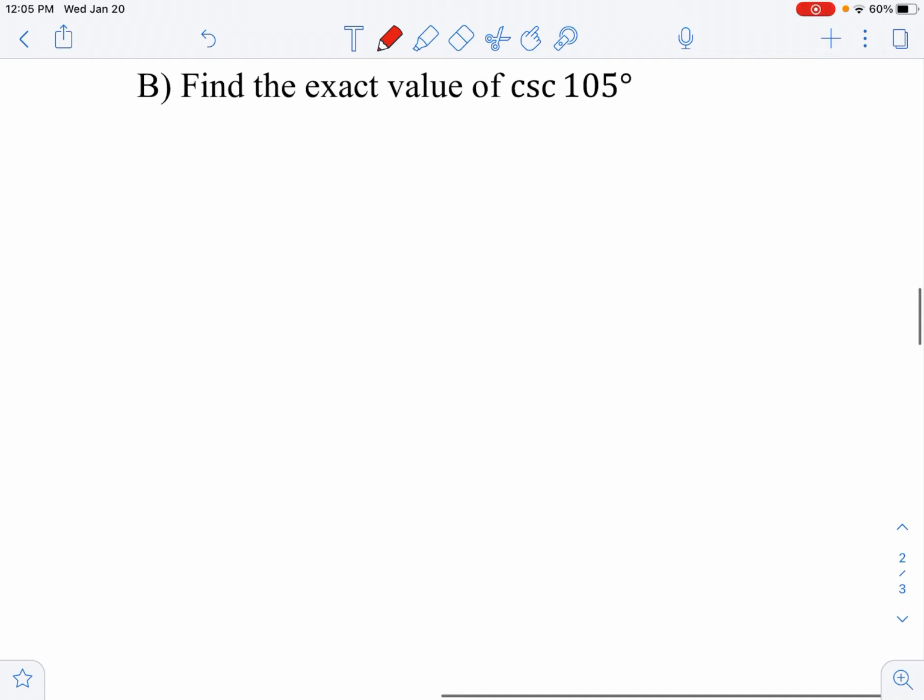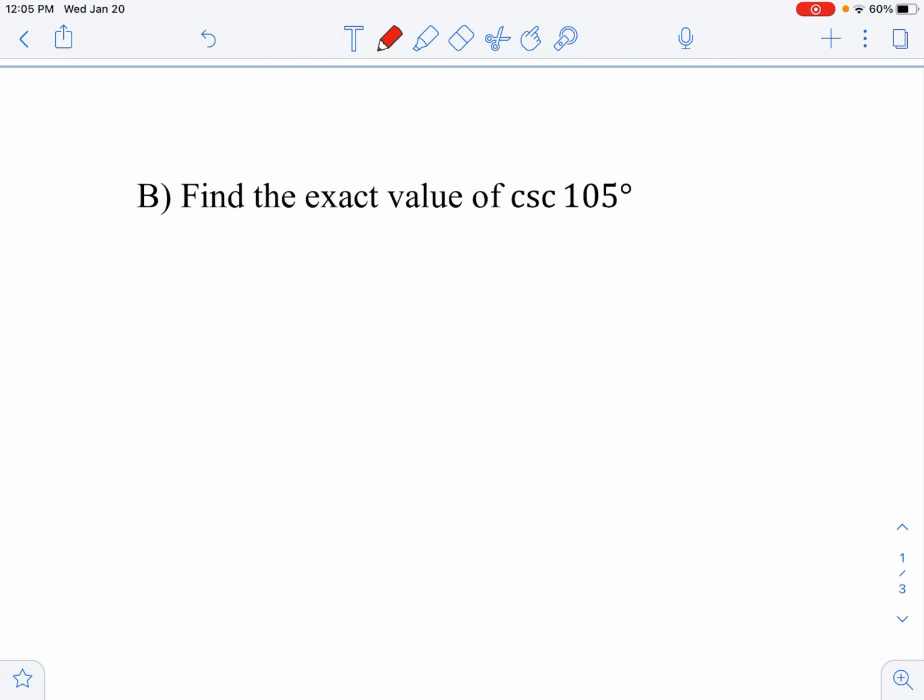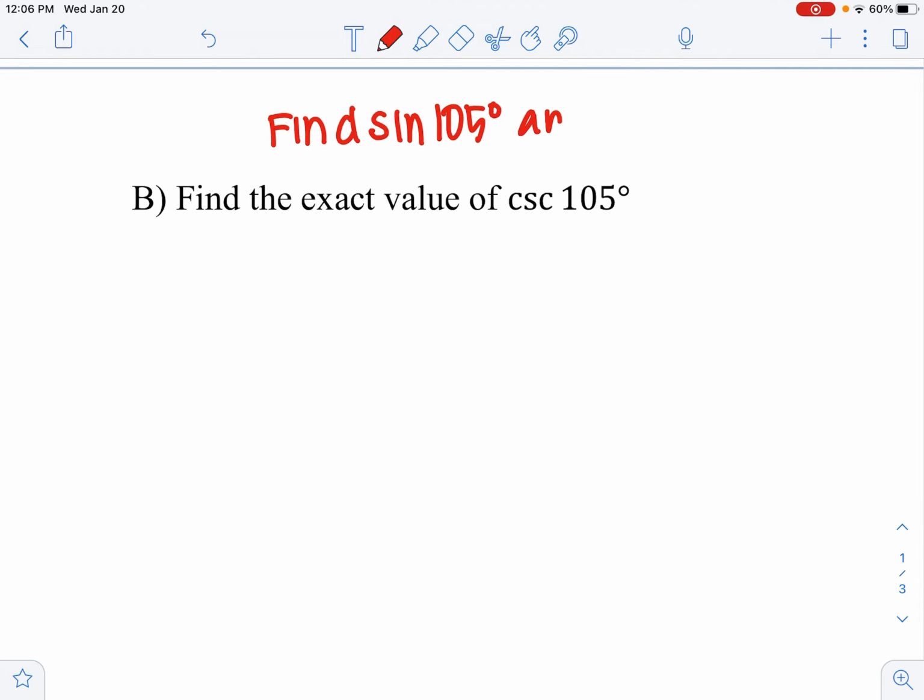Okay. All right, next one. Find the exact value of cosecant of 105. First off, cosecant, I get a little nervous because I'm not comfortable with that. So I'm not going to change it, because I can't change it to its reciprocal and be 1 over 105, because that's insane. So what I'm going to do instead is pretend that it says sine of 105. But I know that sine of 105 and cosecant of 105 are reciprocals, so when I'm done, I can take the reciprocal. So find sine of 105 and take the reciprocal.